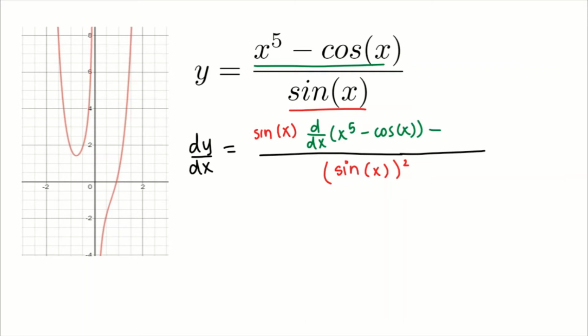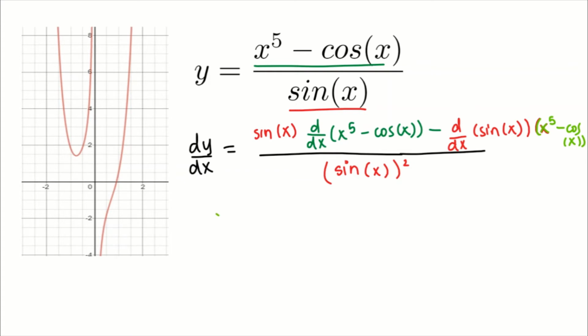Now minus, let's just switch the roles up. So we will now have d over dx of sine of x being multiplied by the original numerator that we had. So x to the power of 5 minus cos of x. And now we just need to find out the missing derivatives.